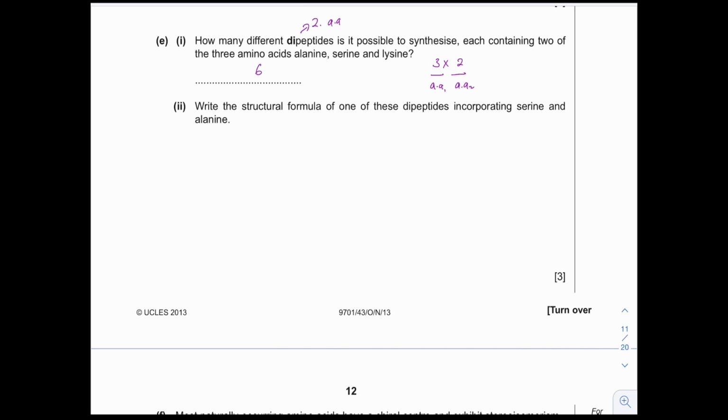Number 2, draw the structural formula of one of these dipeptides incorporating serine and alanine. Right, so we need to look for the structure of serine. It looks like this. Well, this is serine. And for alanine, this is how we show it.